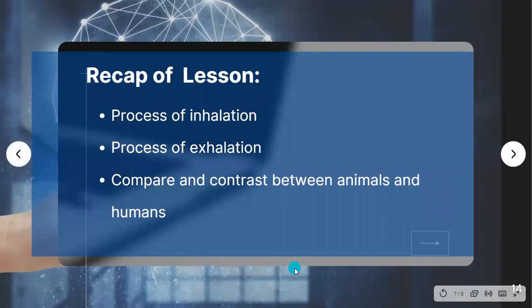All right, so recap of the lesson. We learned about the process of inhalation for humans, the process of exhalation, and also we compared and contrasted the breathing mechanisms between the animals and also humans.